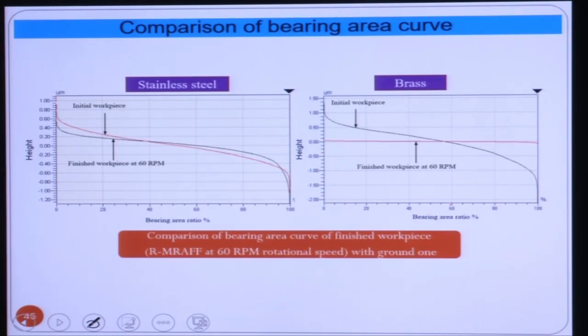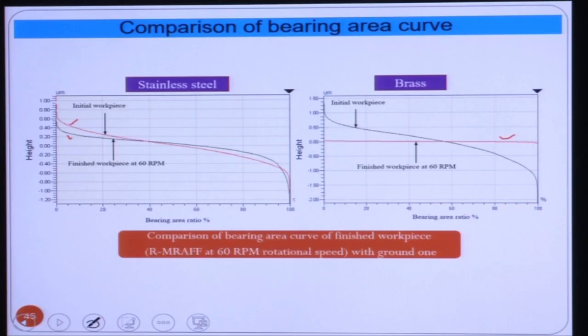This is the initial bearing ratio, this is the final bearing ratio. At 60 RPM, we can see this bearing curve becomes flat after polishing. But for the brass workpiece, you can see this bearing ratio curve becomes almost flat, totally flat. The higher the flatness of this bearing ratio curve, the more contact area you will get. Okay. So you can see this bearing area curve also improves using this RMRFF process.